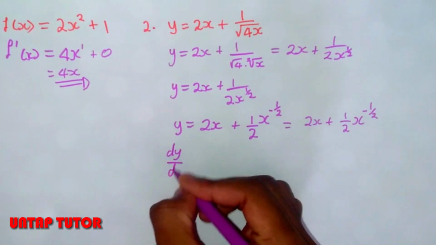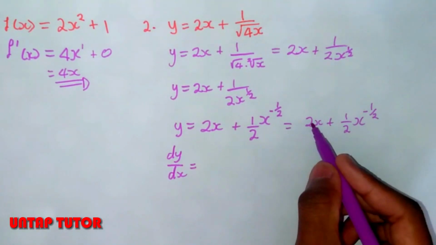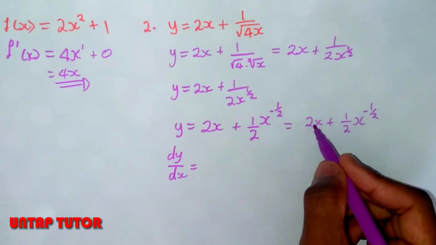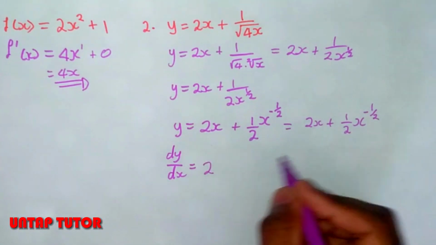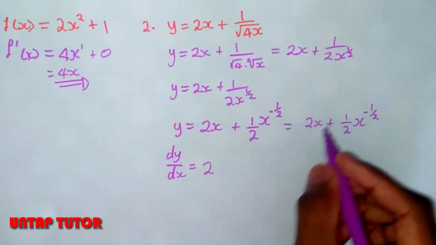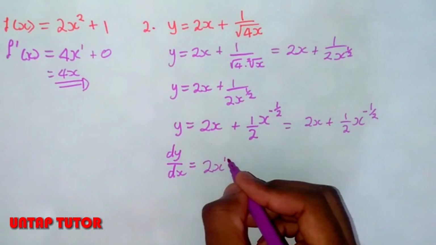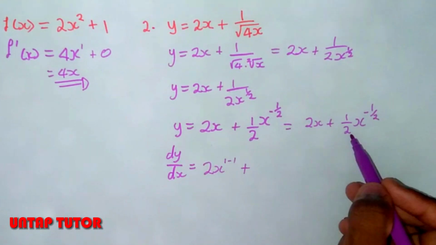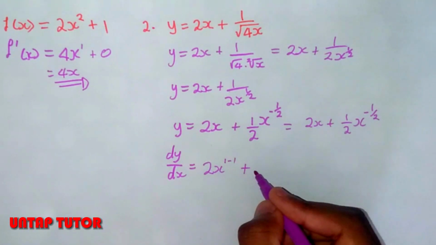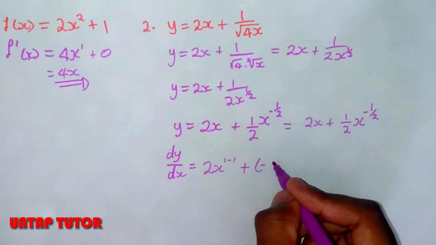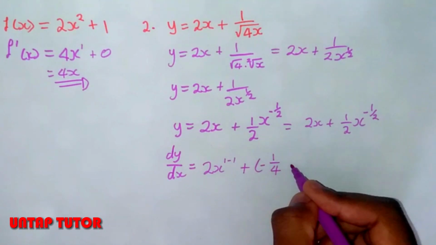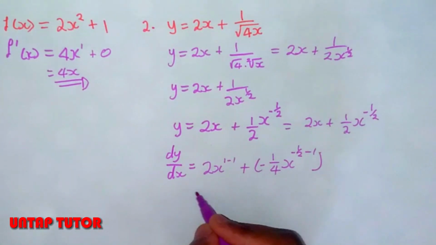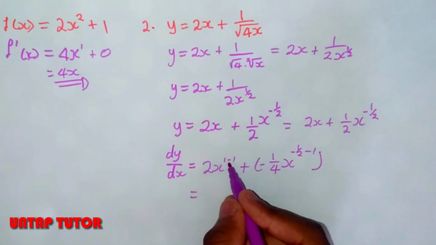So dy over dx is going to be, so we have 2x, x is to the power of 1. That power 1 is multiplied by the number in front of x, which is 2. And then obviously it's going to be x to the power of 1 minus 1. Let me write that down. x to the power of 1 minus 1 plus, and then we have negative half times a half. It's going to be a negative, so it's going to be negative 1 over 4, and then x to the negative half minus 1. So simplifying that, this is going to be x to the power of 0, which is 1.